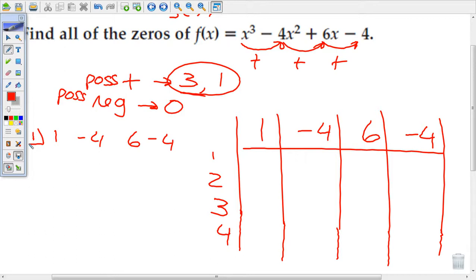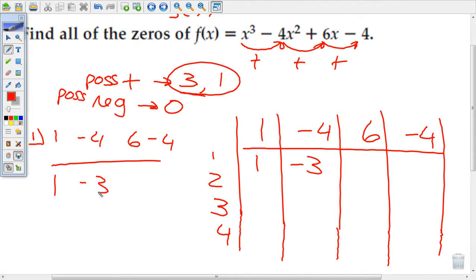And then what would I normally do? I would bring this one down, and then I would do what? Multiply them together, and then add these, right? What we're going to do is basically skip everything that's in this line. So I'm going to start with 1. I'm going to multiply 1 by 1. That's 1. Add it together to negative 4. What is that? Negative 3. So that's what would happen here, negative 3.